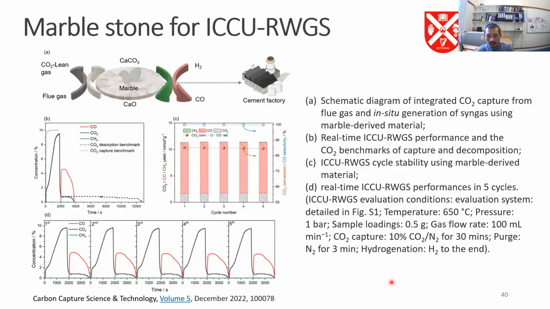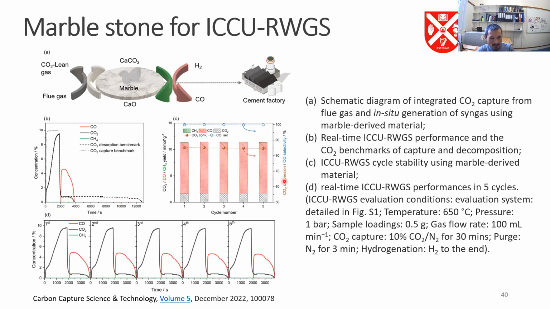Then we further studied the use of marble stone. Calcium oxide from limestone is working, but how about marble stone? We basically use marble stone waste, which is very low cost, and it can capture CO2. So here we have these typical cycles of CO2 capture, and when we introduce hydrogen, we can produce a quite significant amount of carbon monoxide. We did a few cycles here, 5 cycles.